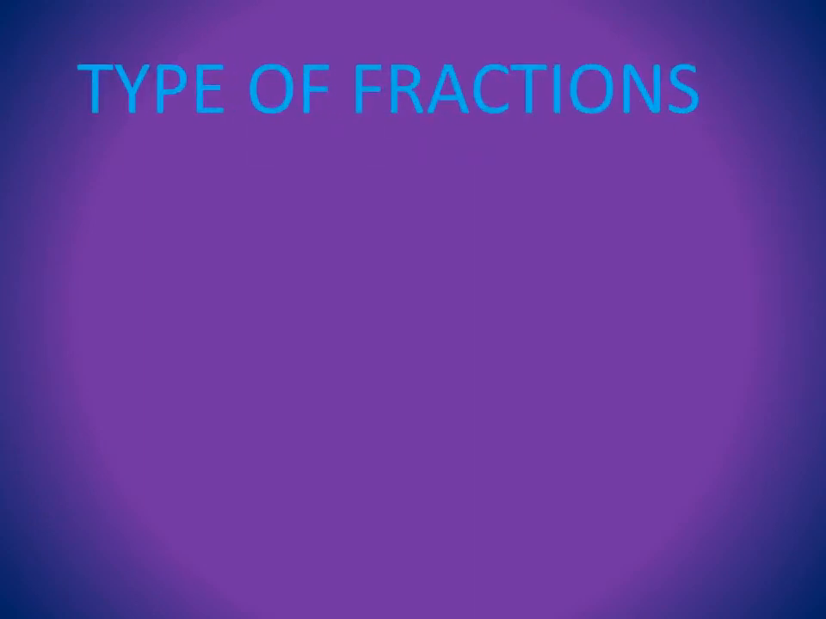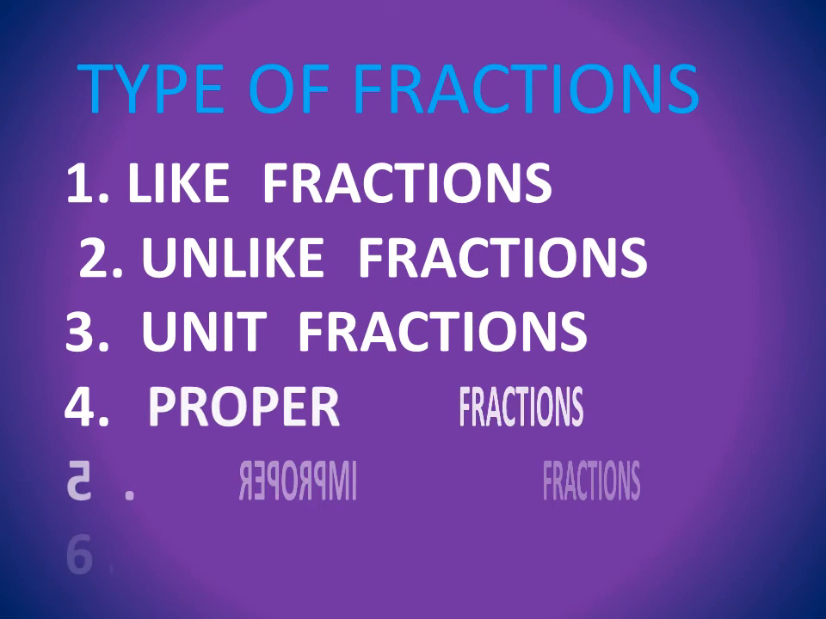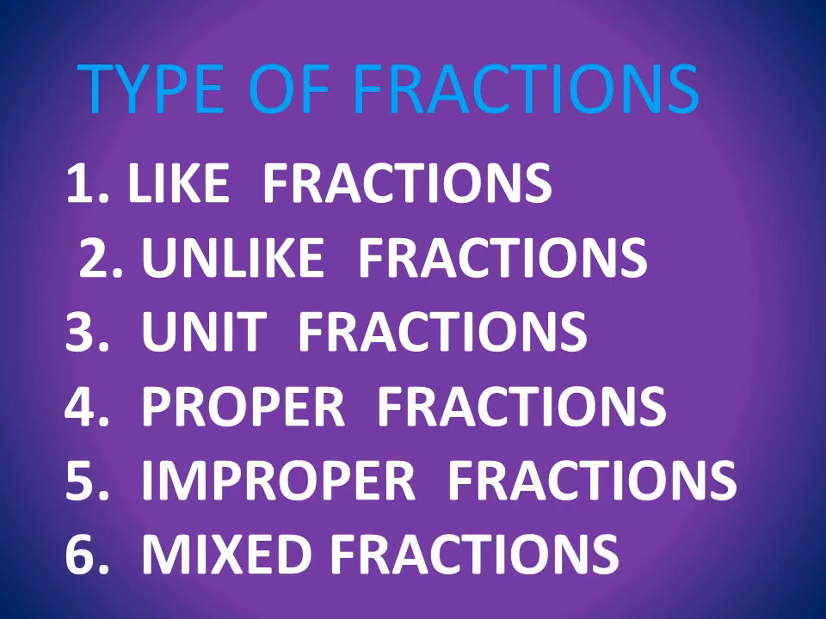Now we are going to learn something new in this class. It is types of fractions. So there are a total of 6 types of fractions and we are going to learn them one by one. What is the difference between all these fractions? That we will see one by one. So first one is like fractions, number 2 unlike fractions, number 3 unit fractions, number 4 proper fractions, 5 is improper fractions, 6 is mixed fractions.